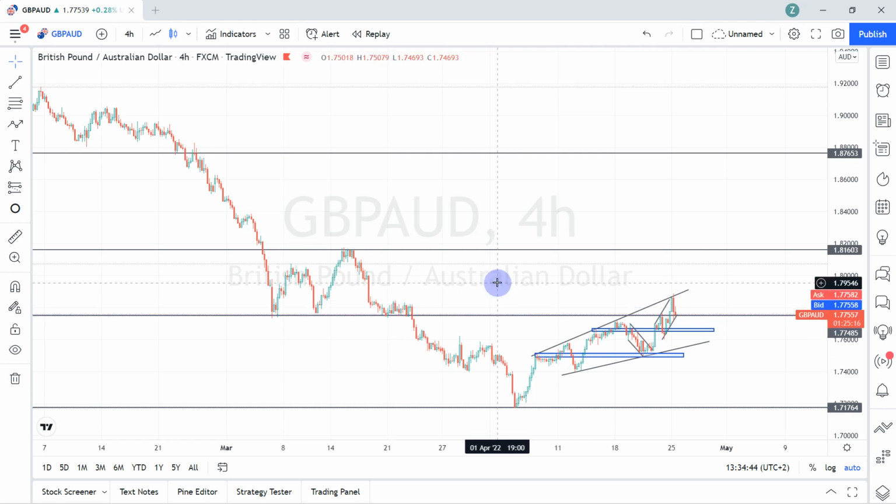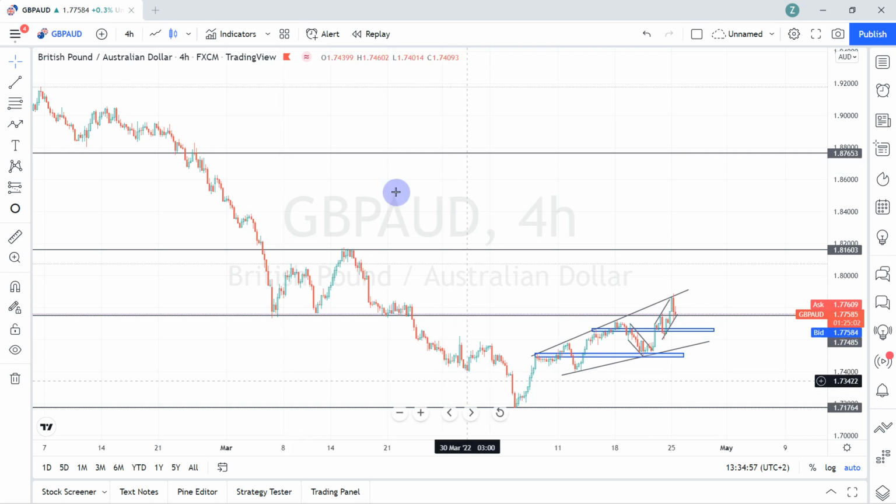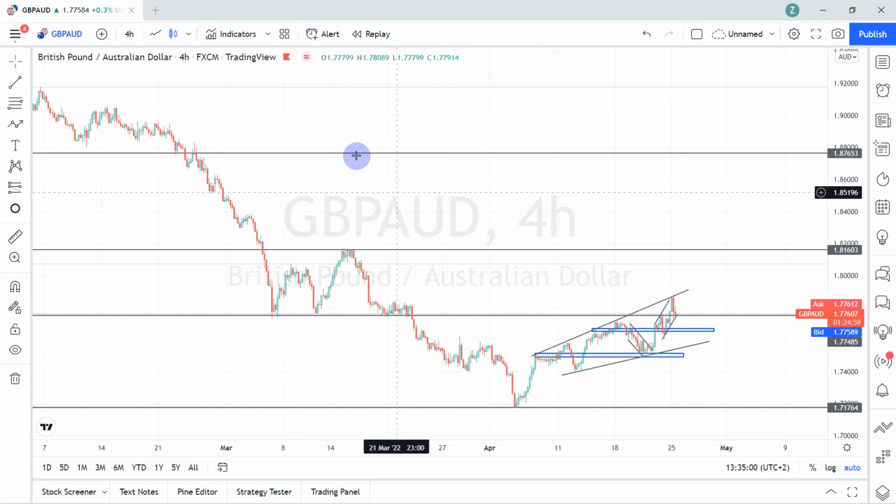So in today's live market analysis, our pair is GBPAUD, as you can see. I'm currently on the 4-hour time frame as usual. I've already analyzed this pair, and I'm going to take you through how I went about analyzing it.